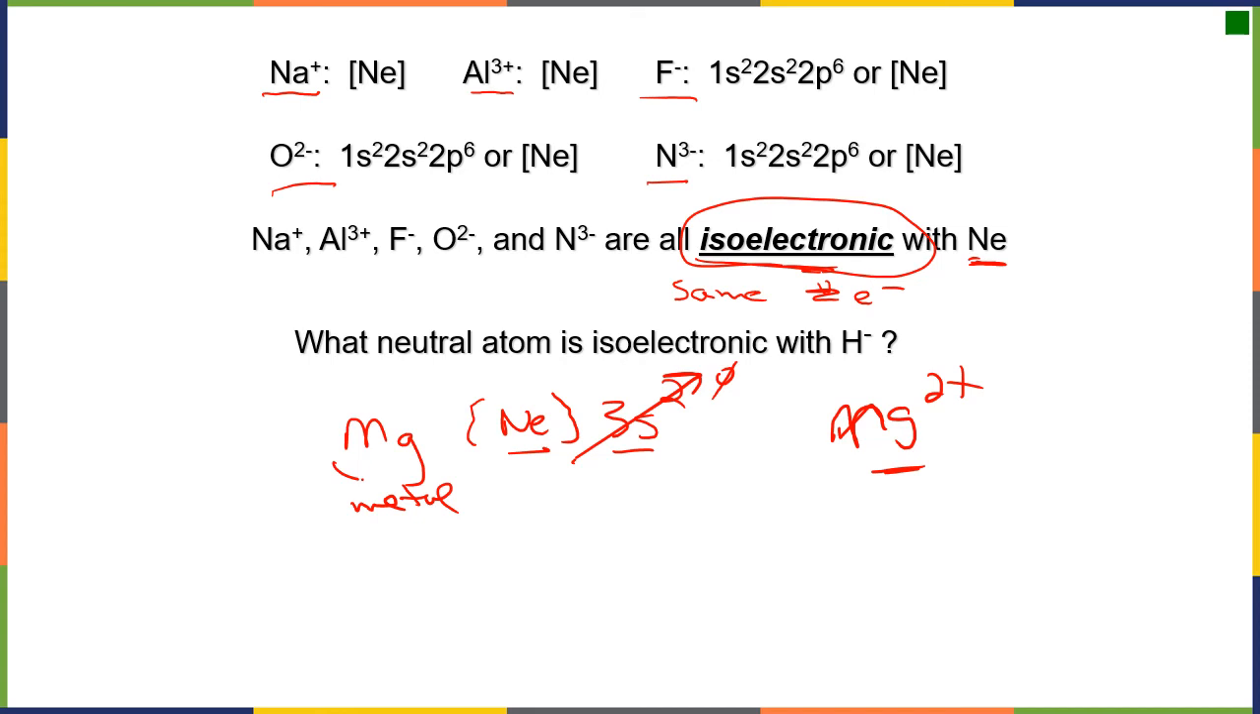We ask ourselves, what's isoelectronic with hydride? Hydride here is going to be 1s2. The answer here is helium. Why is it going to be helium core? Again, because helium is a full n equals 1. That's going to be nice and stable.